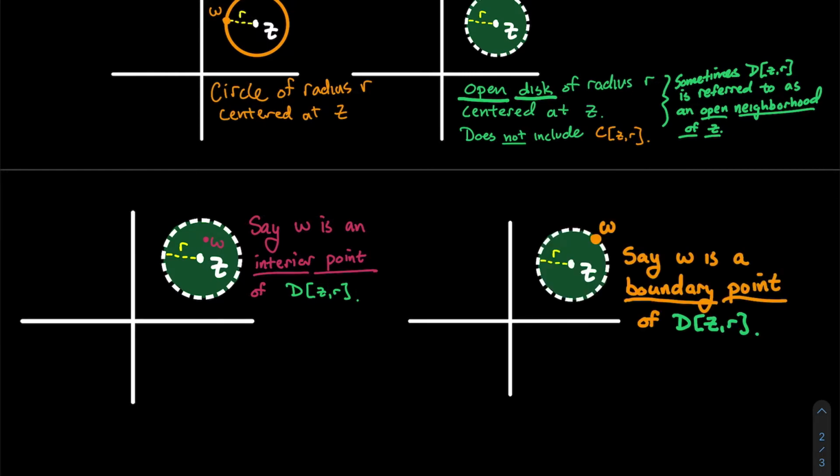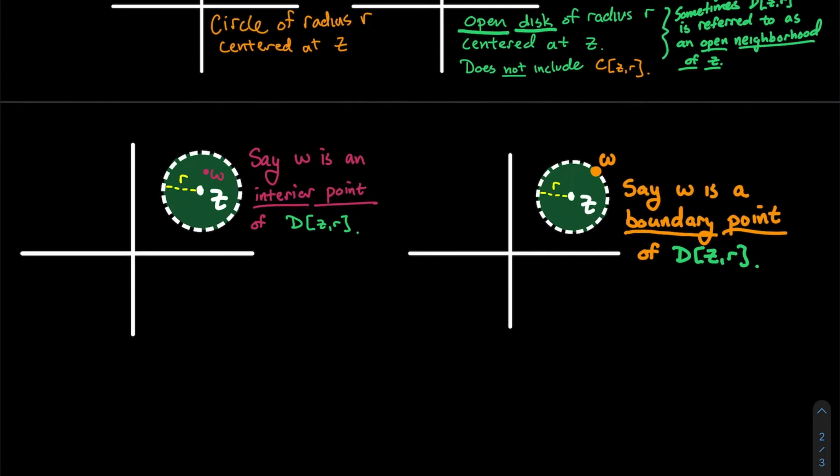And otherwise, in my other picture to the right, I would say that W is a boundary point of the disk. And so we're going to come back to these terms interior point and boundary point a little bit later on. But again, for now, I'm only telling you about these two special subsets of a circle and a disk, and we want to remember this vocabulary of what an interior point at its heart kind of is and what a boundary point is.